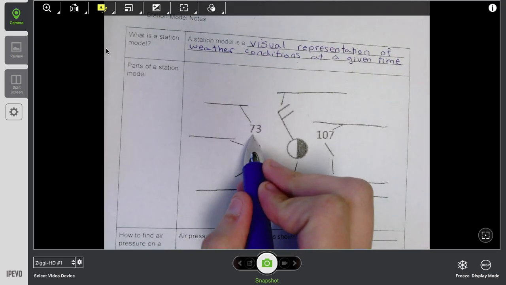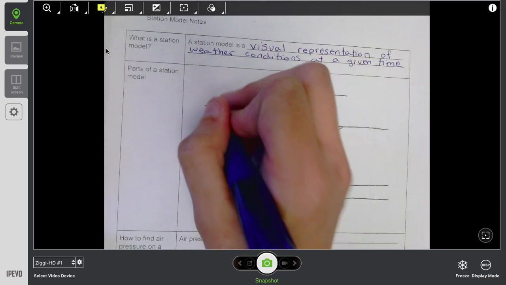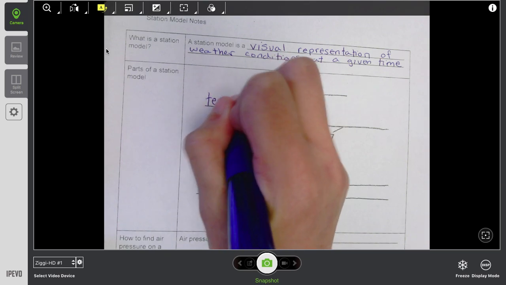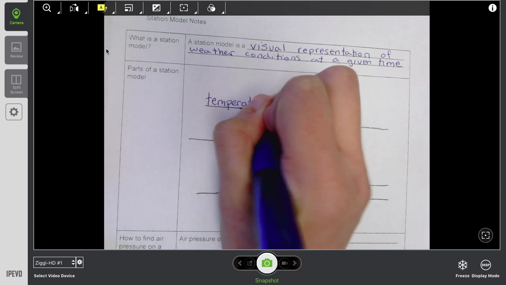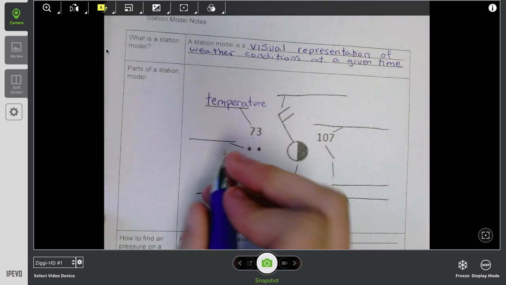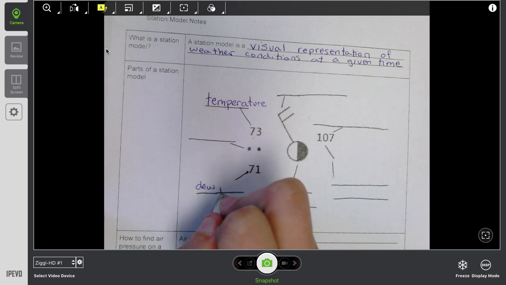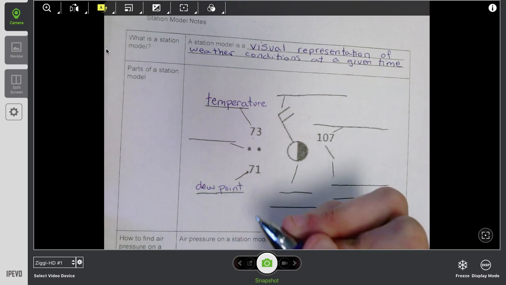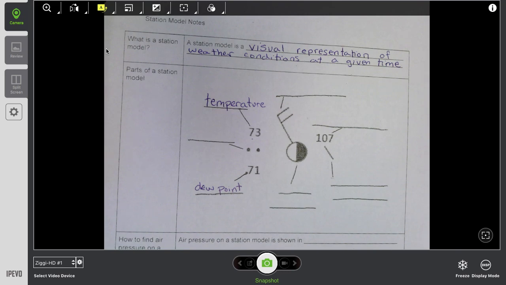This one in the top left-hand corner is going to be our temperature, just how hot or cold it is. So if it's 71 or 73, that's pretty comfortable. The number directly below that, on the bottom left-hand corner, is going to be our dew point. Remember, dew point tells us what temperature the air would need to be cooled to in order for dew to form, which basically gives us an idea of how humid it is.